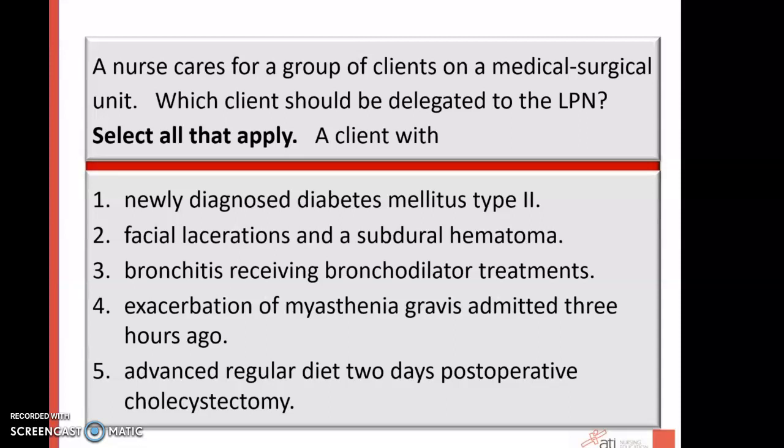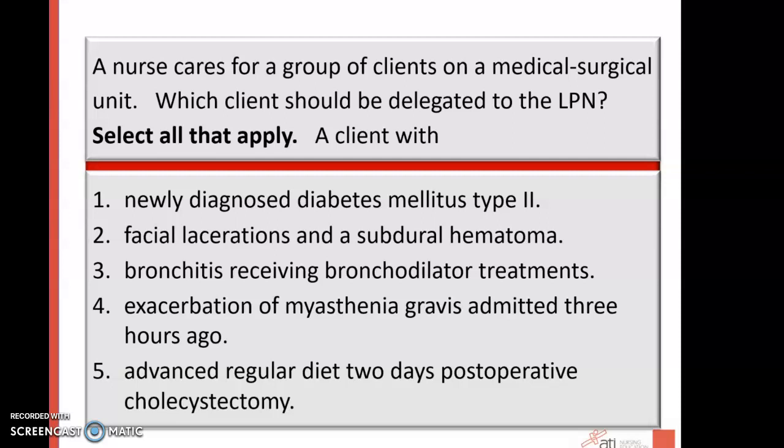Okay. Remember, stable versus unstable, complex versus non-complex, expected outcomes, unexpected outcomes. Okay, is it true that the LPN can take care of the newly diagnosed diabetes mellitus type 2? It says newly. So a lot of teaching is going to take place. LPNs reinforce teaching once the diabetic educator or the RN has provided that education. So that one, we'd have to wait to reinforce, because it says newly diagnosed, coming in, they haven't quite had it.